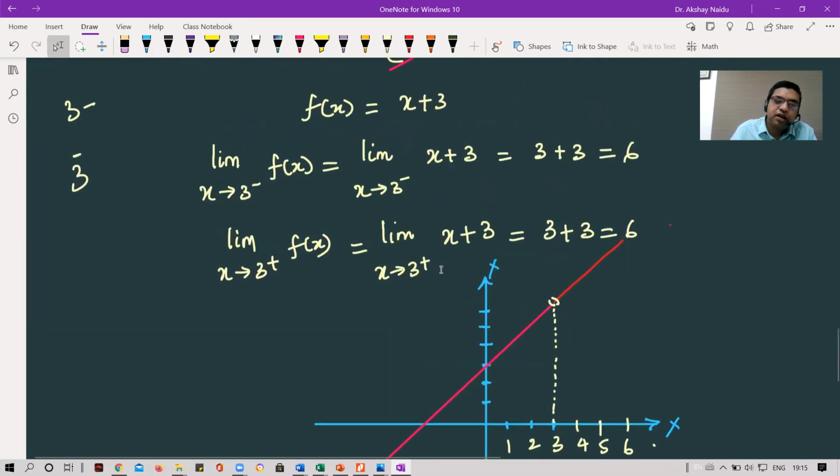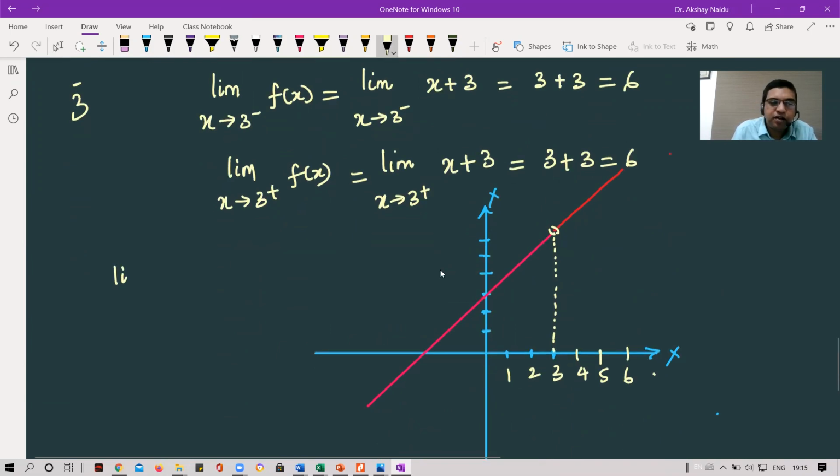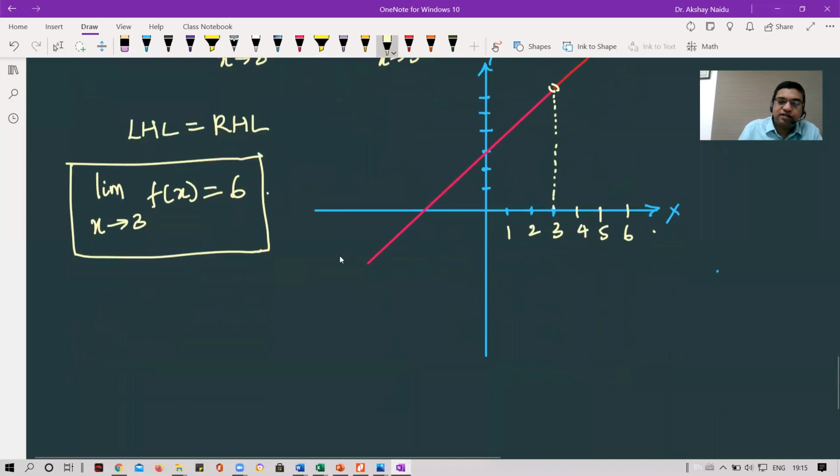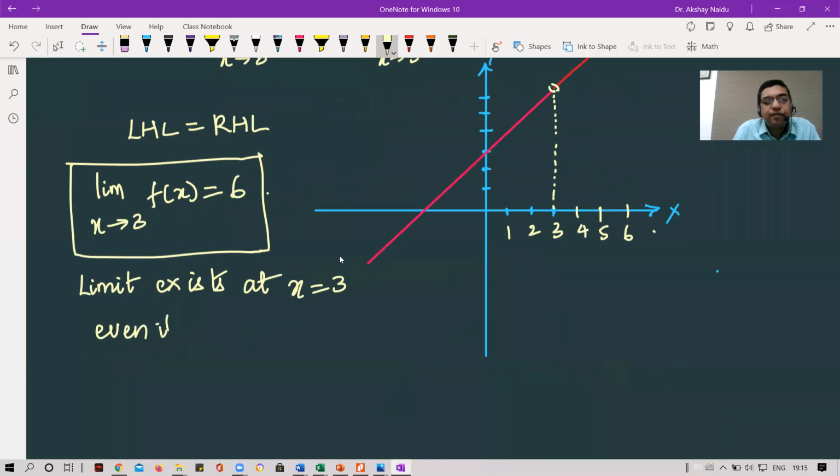Understand? Now, however, you see a very important thing. Left hand limit is equal to right hand limit here. So therefore the limit at x equal to 3 exists and it is equal to 6. Very interesting. Function is not defined, so limit exists at x equal to 3 even if the function is not defined at 3.